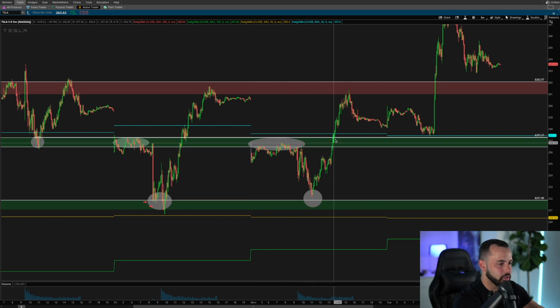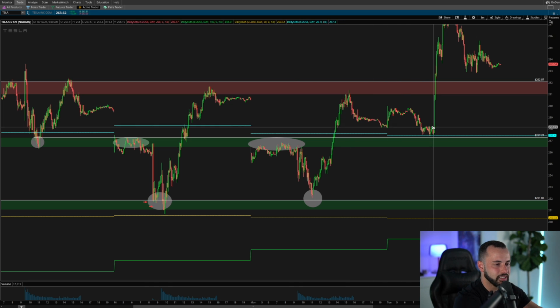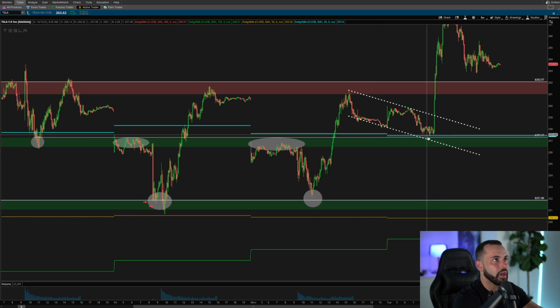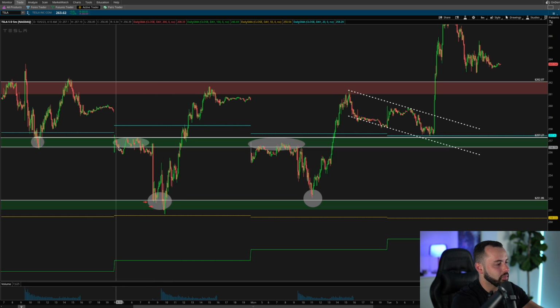So we broke above that level. We retested that level, right? We created this little flag pattern here, this little downtrending flag pattern, back into the 20 SMA, back into the previous pre-market highs, back into the pre-market highs from Friday, and back into the Thursday lows, right?